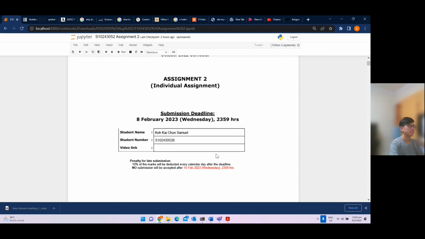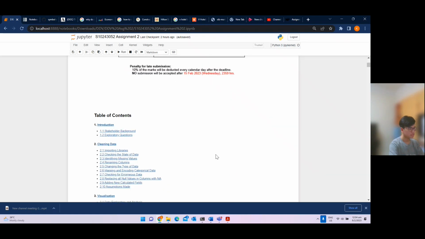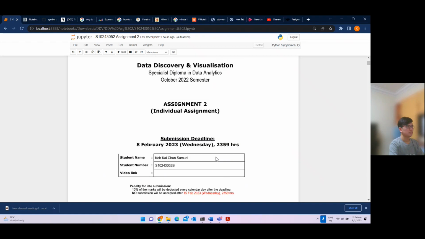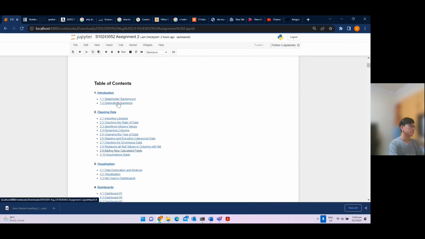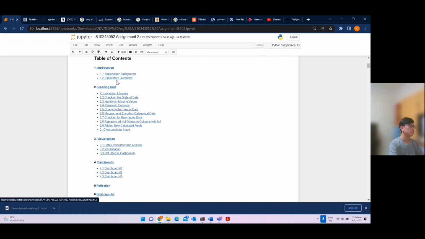Today I'll be presenting my assignment 2, which is about Indonesian travelers. The table of contents: first I'm going to do the introduction, the stakeholder background, and the exploratory questions, the cleaning of the data, as well as the visualization, and lastly the dashboards.